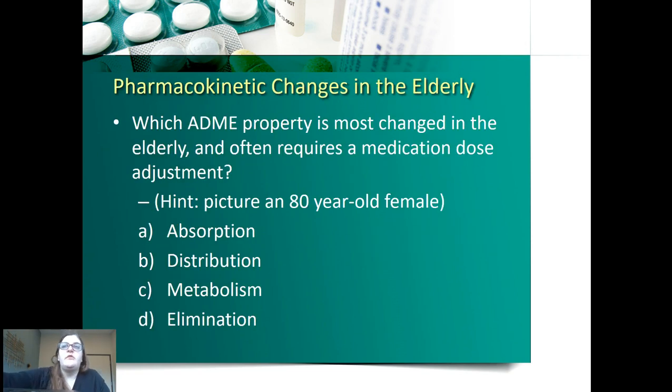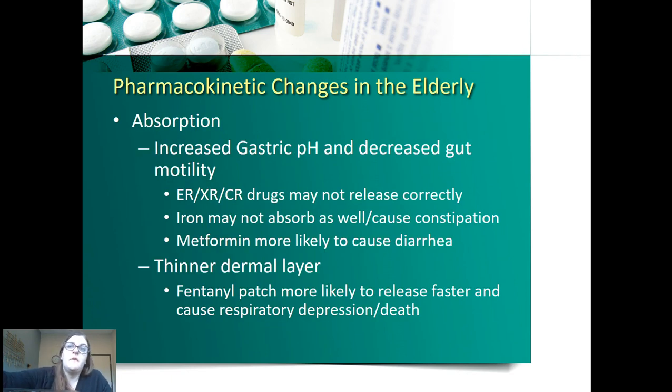So just thinking to yourself, which ADME property is most changed in the elderly and often requires a medication dose adjustment? And just picture an 80-year-old female. So elimination is the thing that's going to be the most different. When you think through your Cockcroft-Gault calculations for renal function, you know that females automatically get 0.85, so older women tend to have especially decreased renal function. Once you get above the age of 80, there will be a lot more females than males. I think the ratio is about 10 to 1 after you get past the age of 90, and that's basically just because women live longer. Men have a lot more cardiovascular risks.